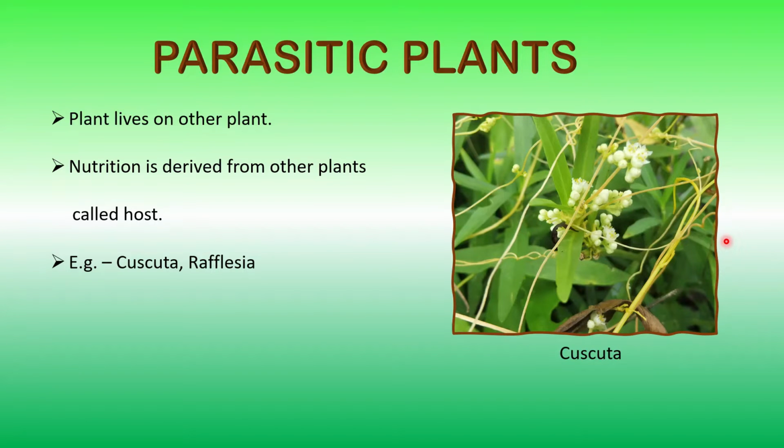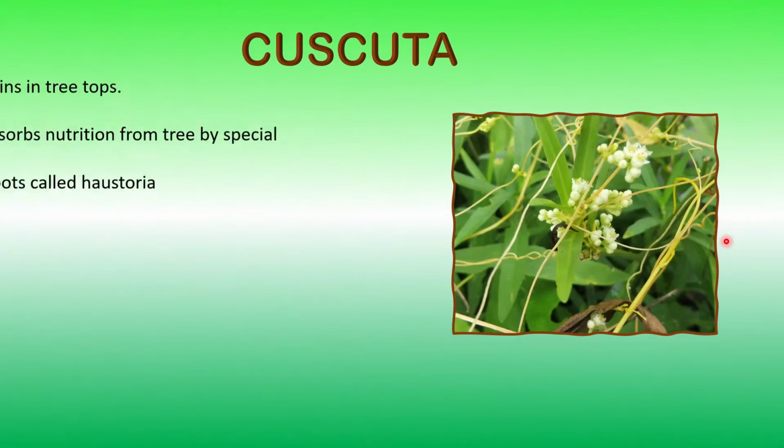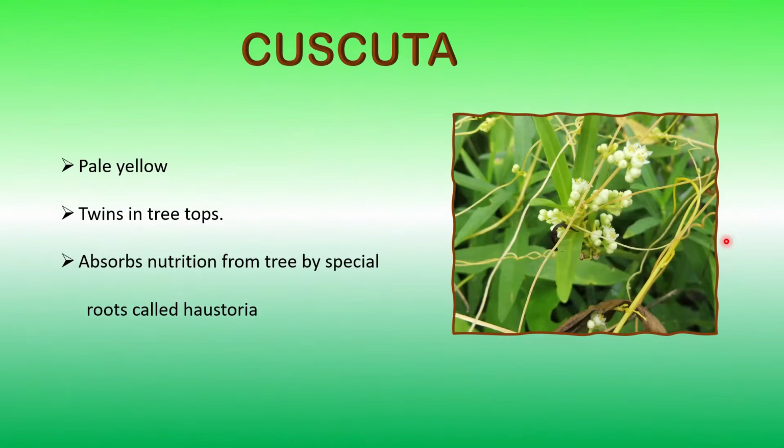Let's move on to the details of Cuscuta. Cuscuta twines around tree tops and absorbs its nutrition from the tree using roots called haustoria. These roots are very special and only found in parasitic plants. Cuscuta is pale yellow in color.